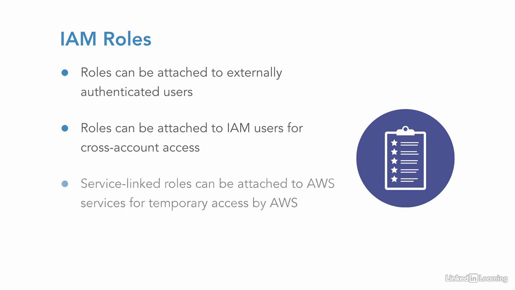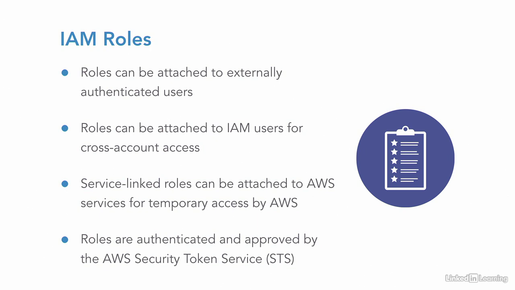Whenever you sign up for any AWS service within your AWS account, let's say you sign up for AWS Config, there's a role assigned to the AWS Config service that defines what that service can do. So whenever Config runs in the background to check your compliance, it's provided with temporary access by AWS, not full-time access, just access when required. Any role that's assigned is authenticated and approved by a service called the Security Token Service.